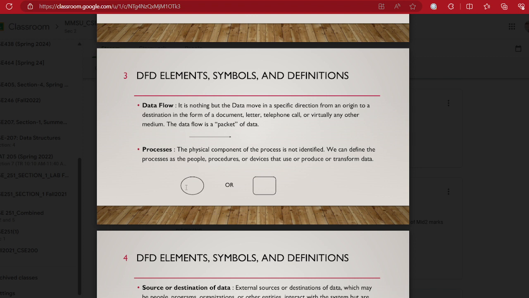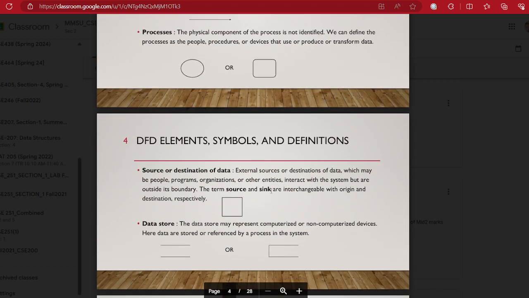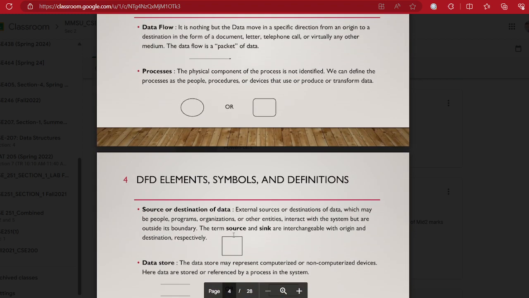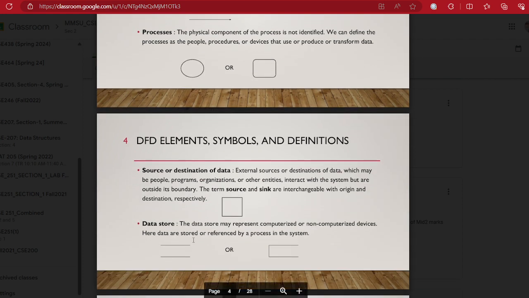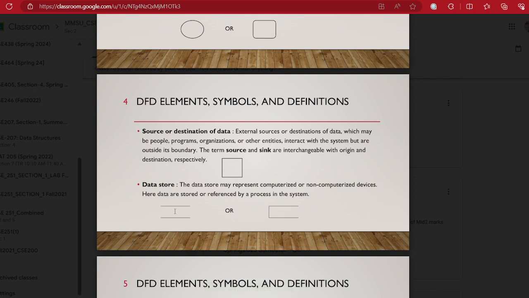And processes. Circle means something and rectangular shape means something. It's not exactly rectangular, it's an oval rectangular. The edges are oval shaped and the rest of the part is rectangular shaped. So that's important to remember. Source or destination of data, you can use a square or rectangular shape to indicate them, and for indicating data stores you can simply put two parallel lines.